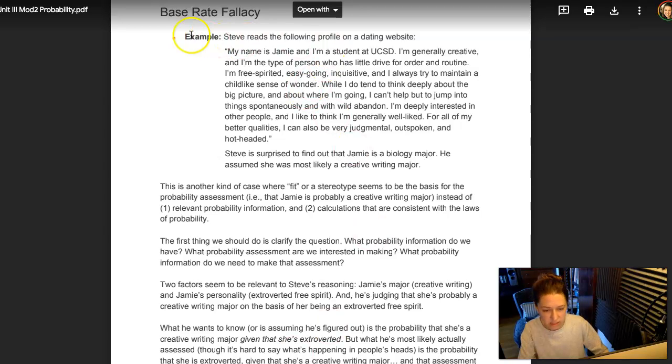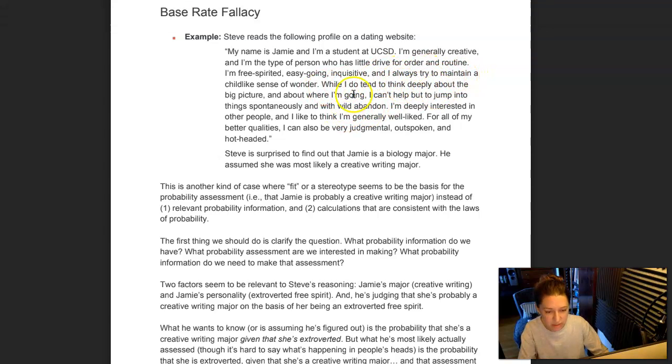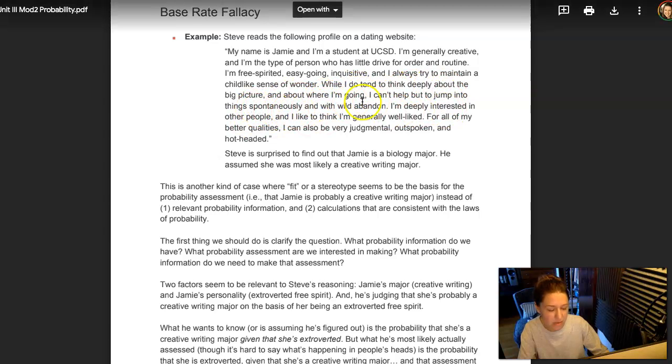Okay, here's the example. Steve reads the following profile on a dating website. My name is Jamie and I'm a student at UCSD. I'm generally creative and I'm the type of person who has little drive for order and routine. I'm free-spirited, easygoing, inquisitive, and I always try to maintain a childlike sense of wonder. While I do tend to think deeply about the big picture and where I'm going, I can't help but jump into things spontaneously and with wild abandon.